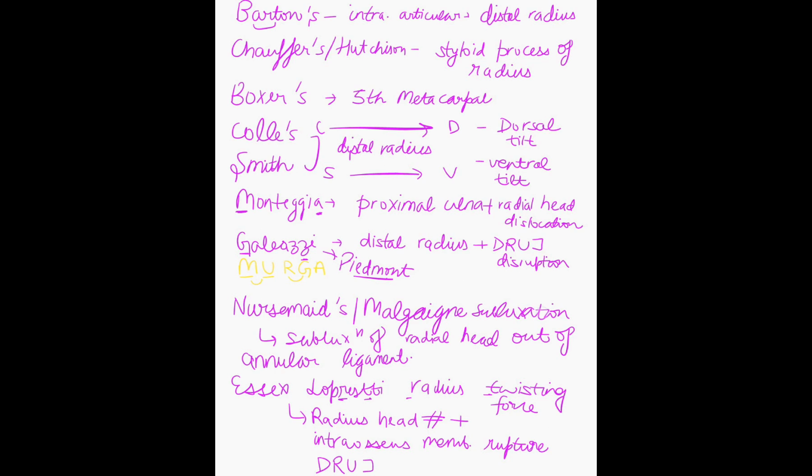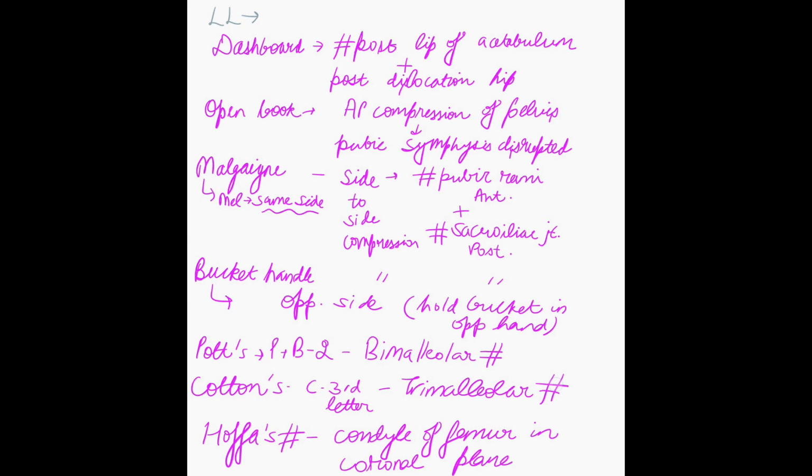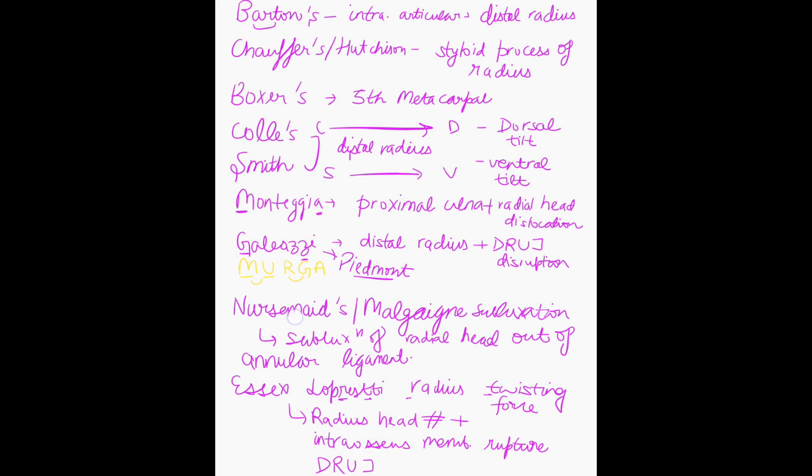And if a similar thing happens in the lower limb with respect to the lateral bone, that is the fibula, then it is Maisonneuve. So the analogous injury of Essex-Lopresti is Maisonneuve. So we are done with the upper limb fractures. So let's revise again quickly.